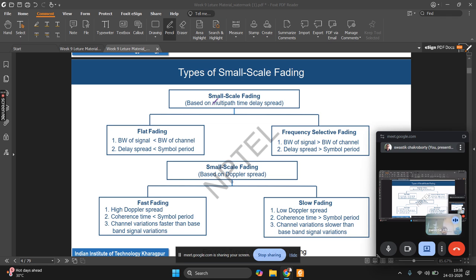So slow fading means the relative velocity of the transmitter and receiver is less. So your channel is not varying very fast. Your channel is varying after one symbol has been completely processed. Coherence time is greater than symbol period. So you will experience slow fading, which is not as severe as fast fading.